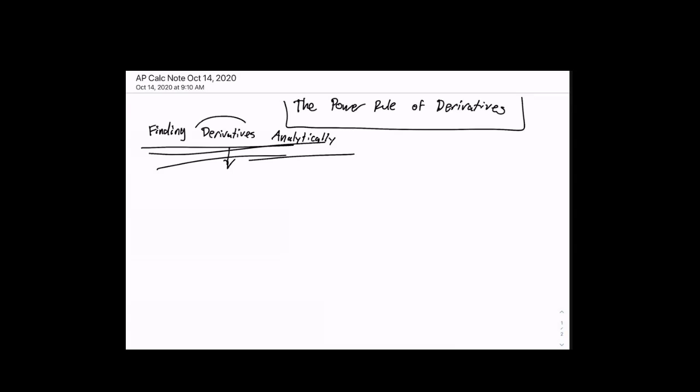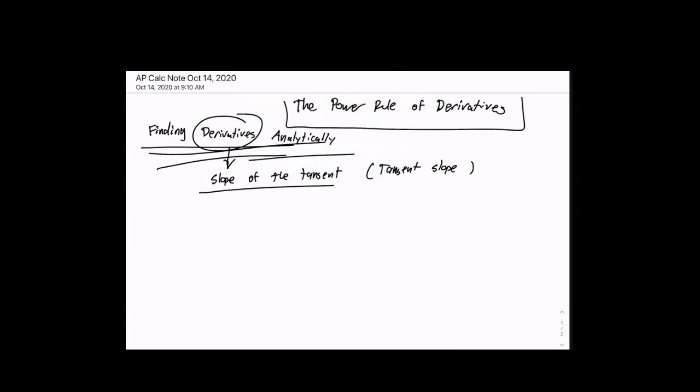Remember, the derivative is the idea of the slope of the tangent, or the tangent slope. That is our main focus here.